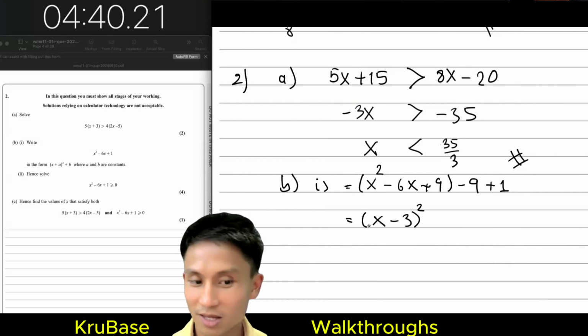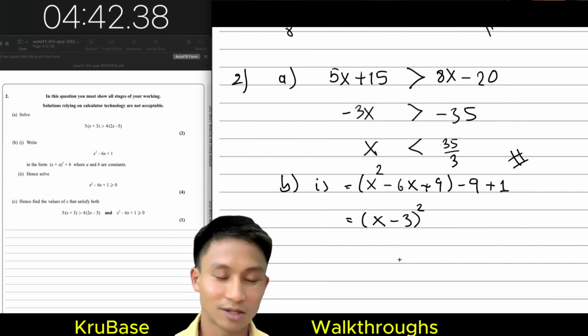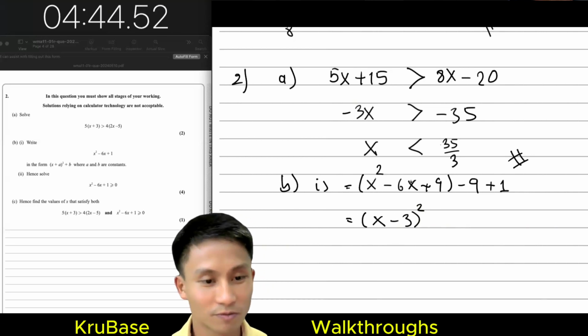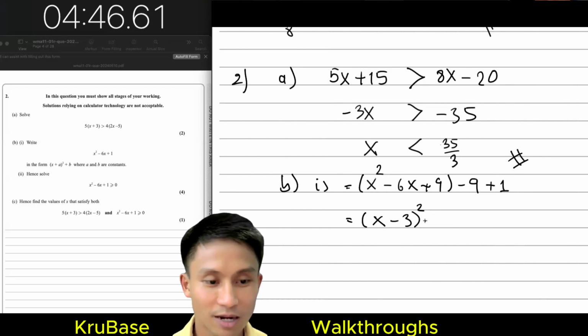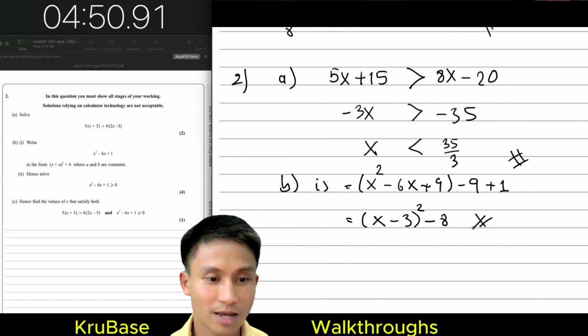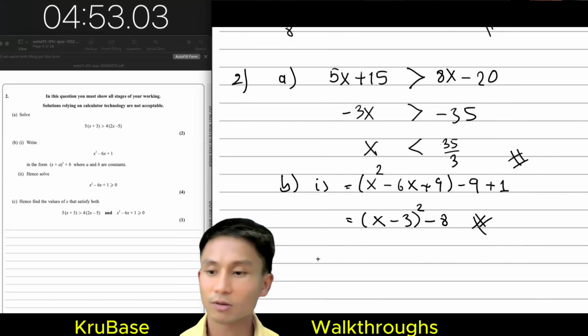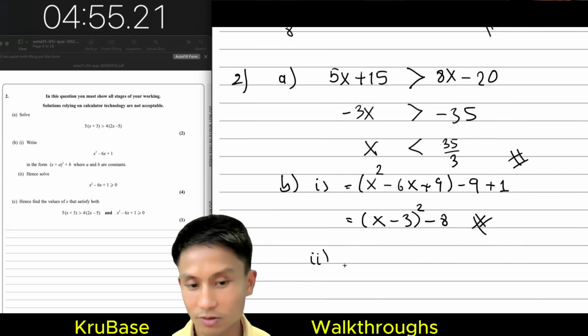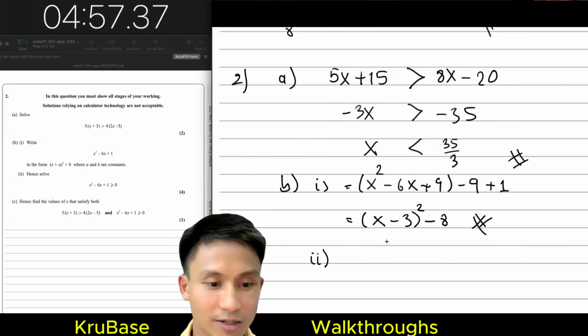And that would just be, magically, the complete square form for the brackets. And then if you simplify it outside the brackets, you have minus 8. So that would just be the answer there. All right. And number 2, part II, hence solve for that.